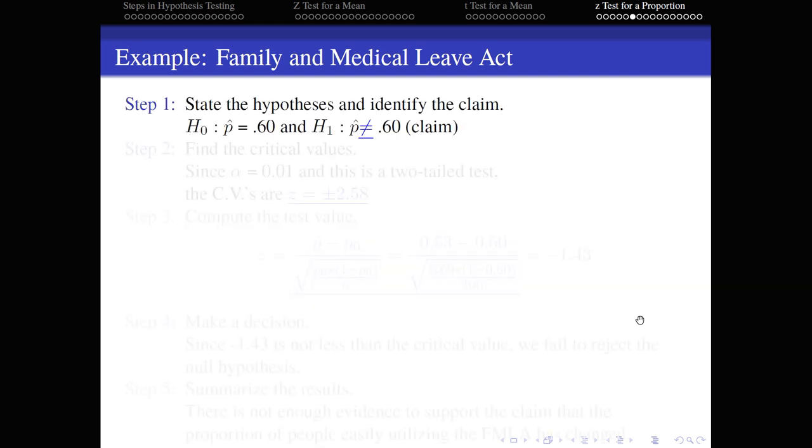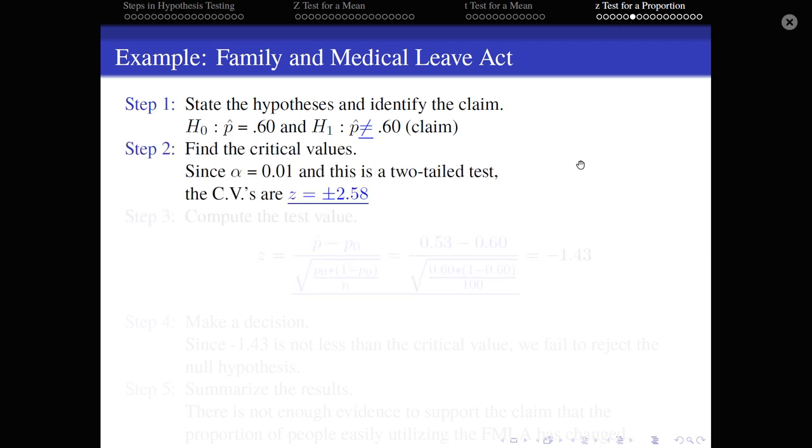So the null and alternative, again, this should be written as regular p, not p hat. So p equals 0.6 and p is not equal to 0.6. That's 60%. Calculating the critical value, we find this to be plus and minus 2.58. Remember, this is a two-tailed test.